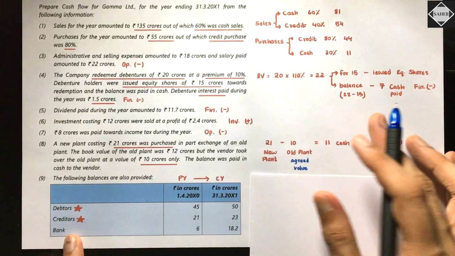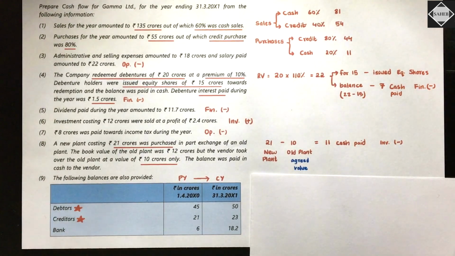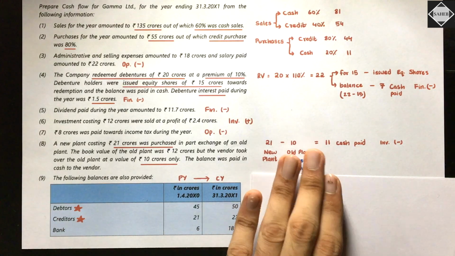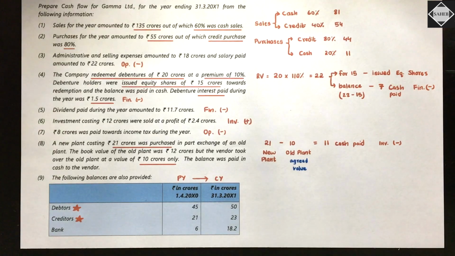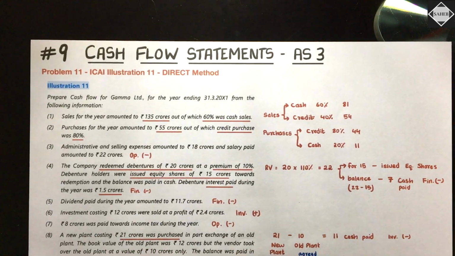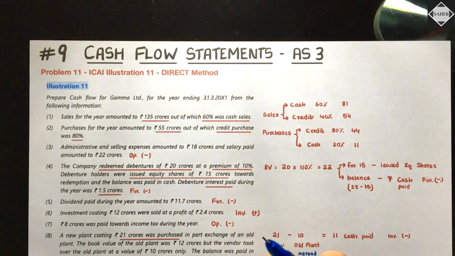And then bank balance is given. Now this bank balance we'll use at last, isn't it? In the cash flow statement, opening balance of cash and cash equivalent, closing balance of cash and cash equivalent, right? So this is the entire question. We have completely analyzed this. Now what we have to do? Now we have to find out how much cash we have received from debtors.